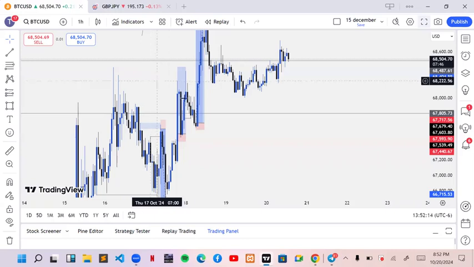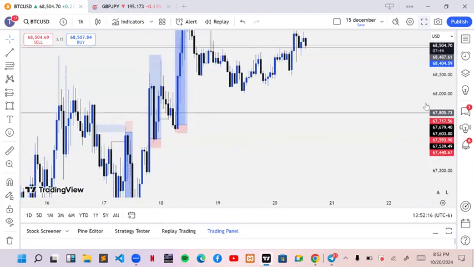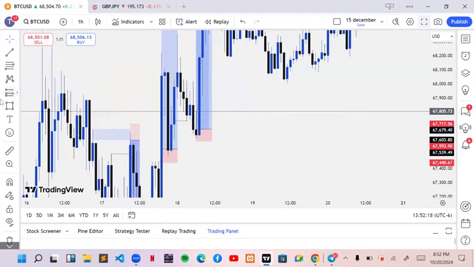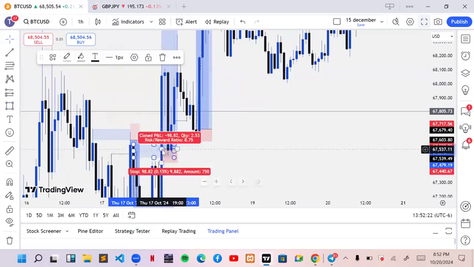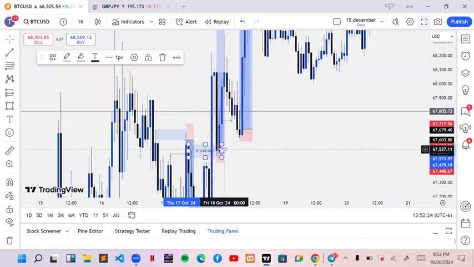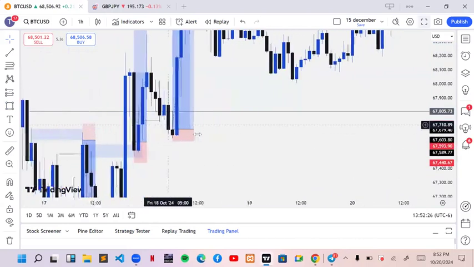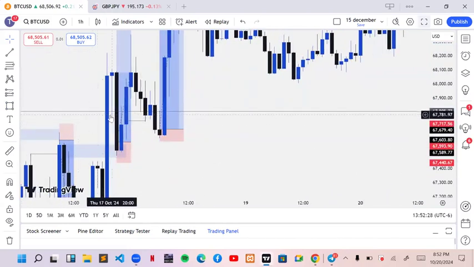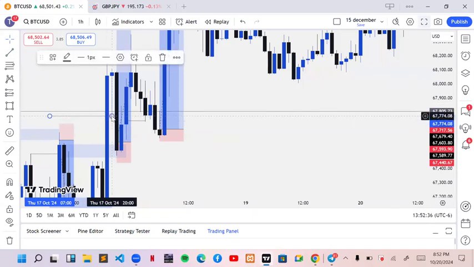For the trade on BTC, I took this trade from this breaker block right here. Why did I take it from this breaker block? Because there was a break of structure up here, and the first pullback the market made is actually this. This is the first pullback right here. So this is the inducement. This long wick right here is our inducement.